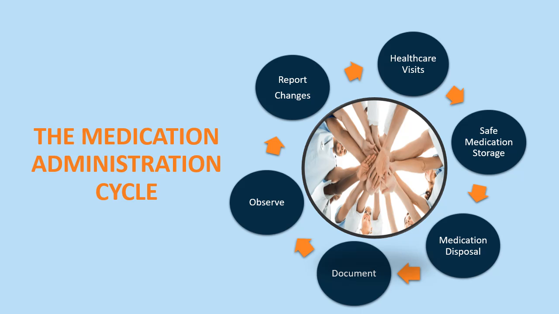As illustrated on the slide, there are 6 parts of this medication cycle. The medication cycle is a series of steps or actions that defines the management of medication in the treatment of health conditions. You are a key player in the medication cycle and have a role in each step. During this course we will review the cycle and provide information regarding your role and responsibility for each step. The steps include observation, reporting changes, healthcare visits, storing and disposing medications, and medication administration documentation.